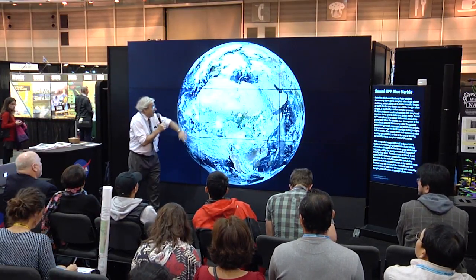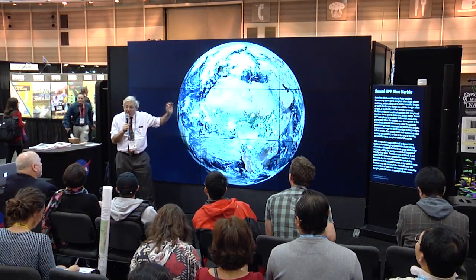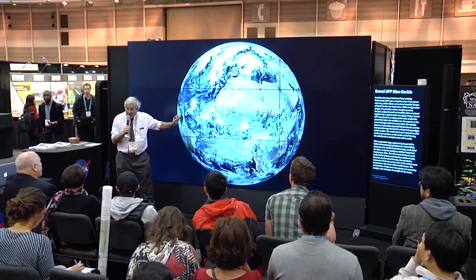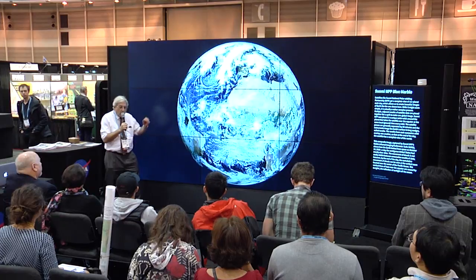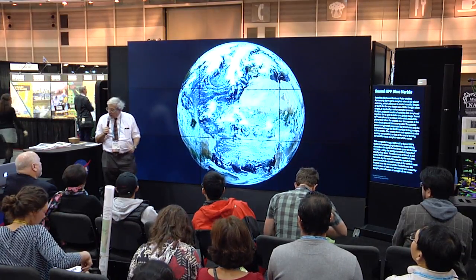It's round, it shows continents, but it is not an instantaneous image of the hemisphere of the Earth. It's actually assembled from low Earth orbit imaging spectrometers. Next, please.